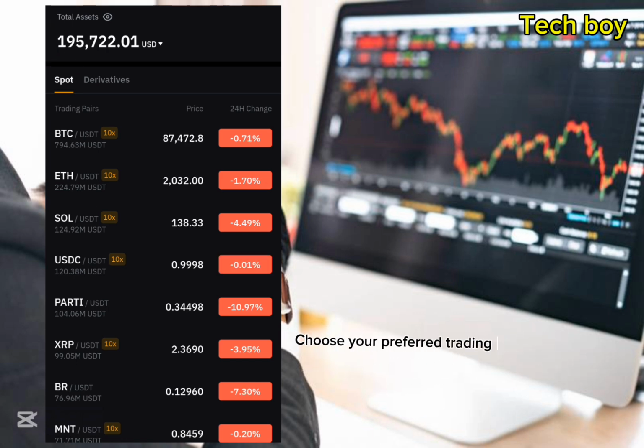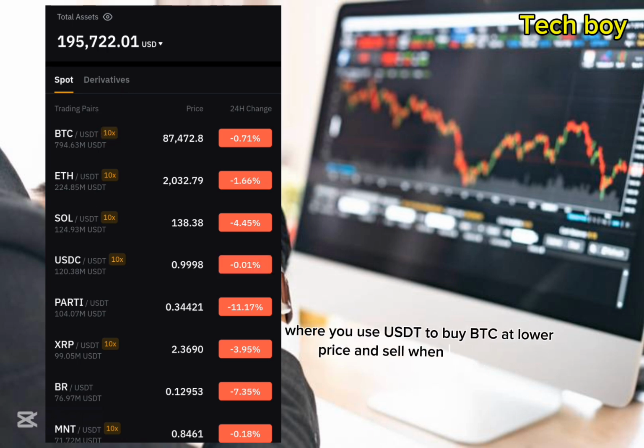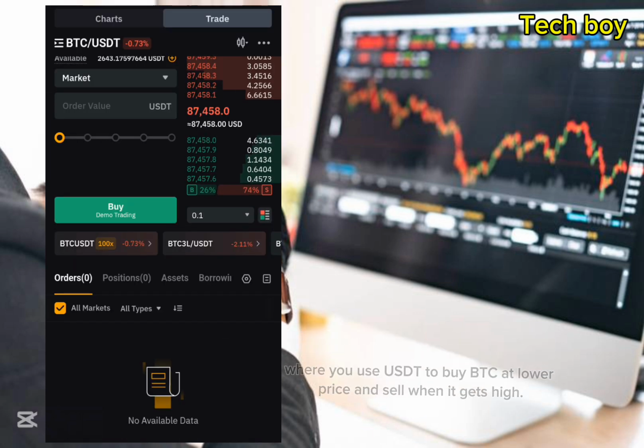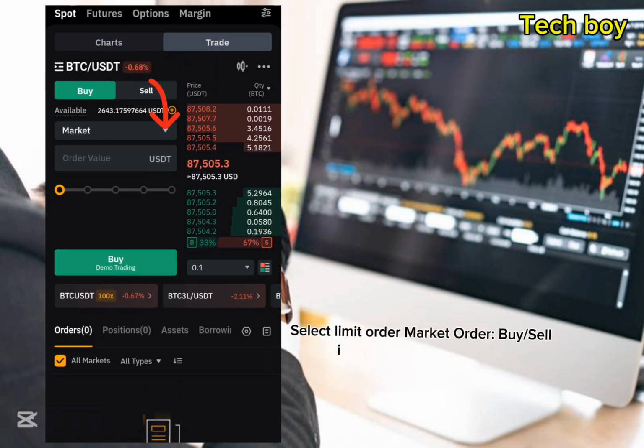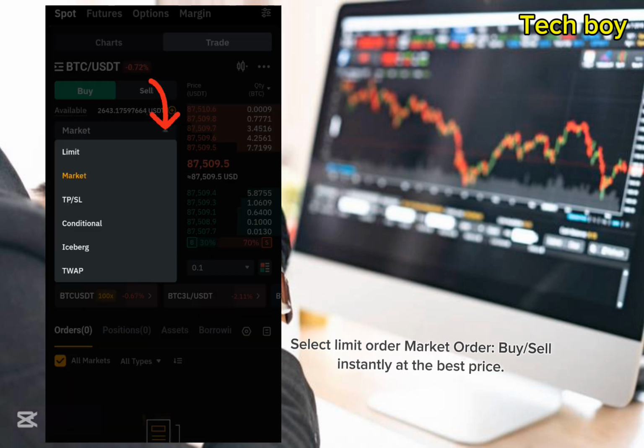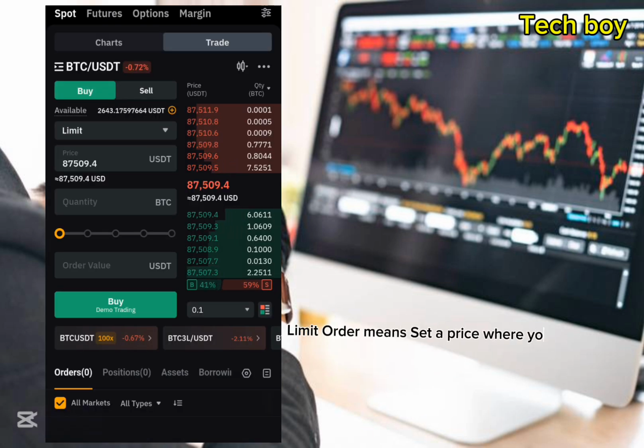Choose your preferred trading pair like BTC and USDT, where you use USDT to buy BTC at a lower price and sell when it gets high. Select Limit Order or Market Order. Buy or sell instantly at the best price. Limit order means set a price where you want to buy or sell.